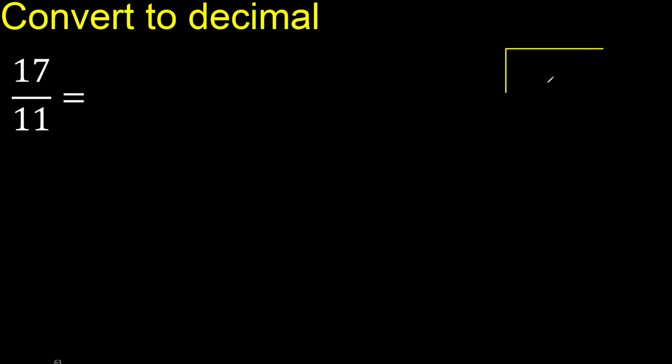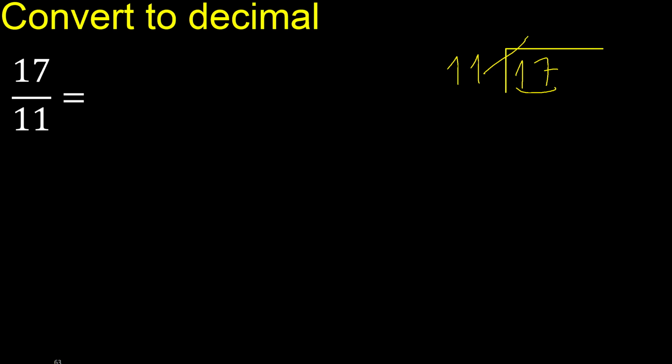17 divided by 11. 1 is less, therefore next, 7. 17. 17 is not less, therefore with 17. 11 multiplied by which number is nearest to 17, but not greater.